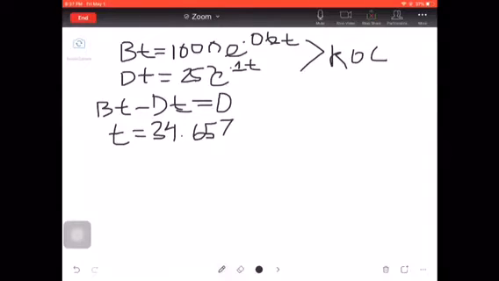34.657. So there are three values we have to check, because remember, we have to check the endpoints for absolute min and max problems, and then this will be the number.